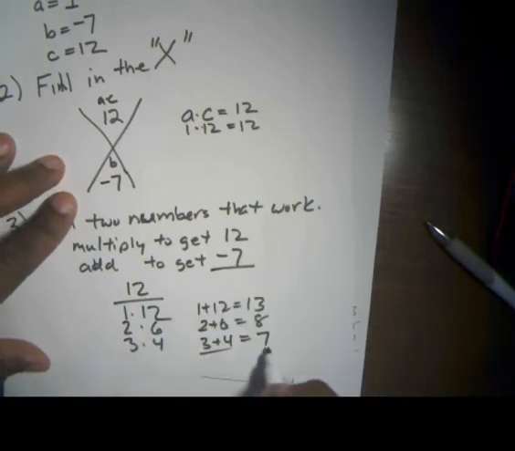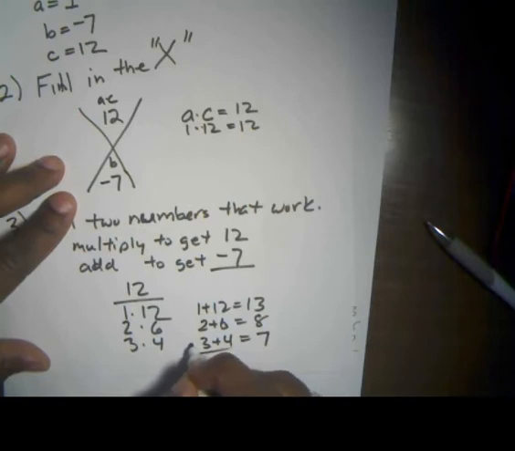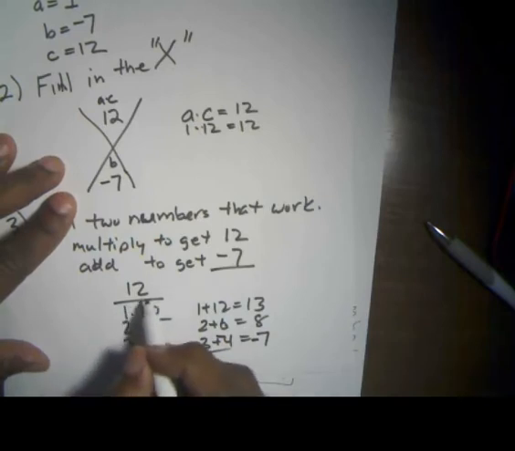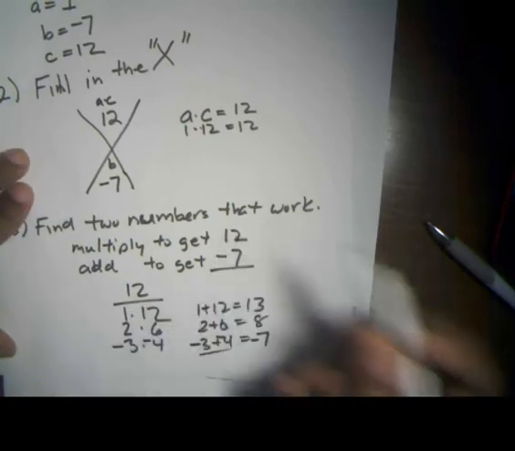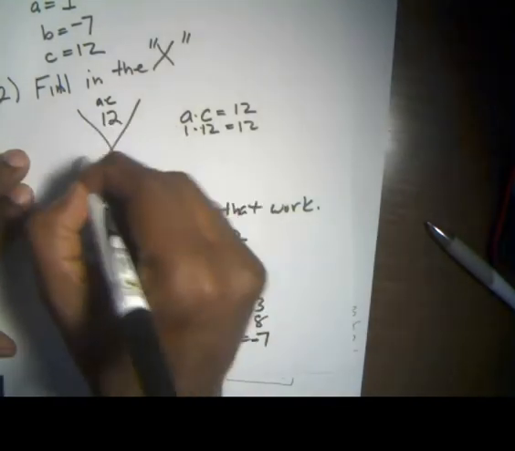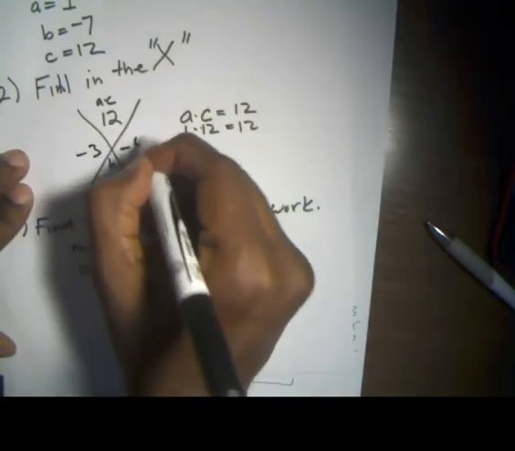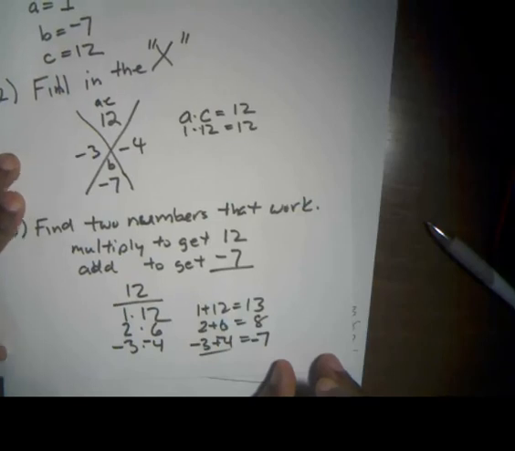But since I got a +7 here, if I make this 3 negative, then 4 negative, then that's going to give me a -7. Well, what about the +12? If I multiply the -3 and a -4, I'll still get a +12. So I have found the 2 numbers that work. They are -3 and -4.